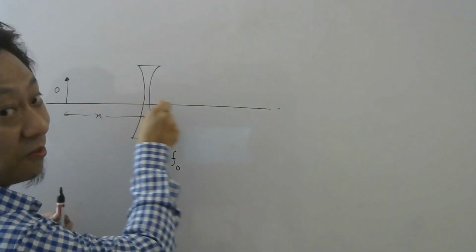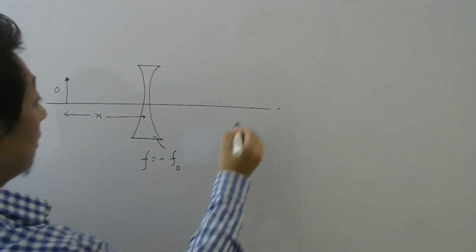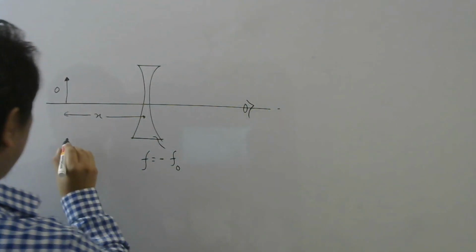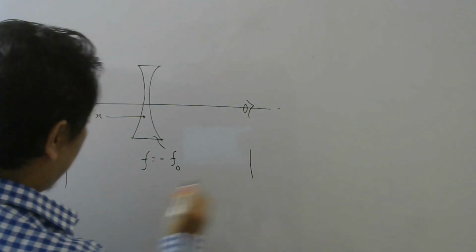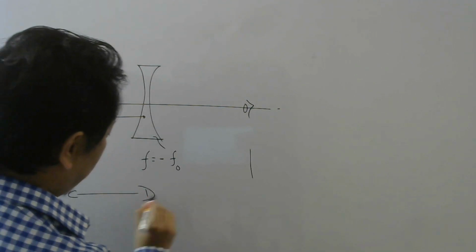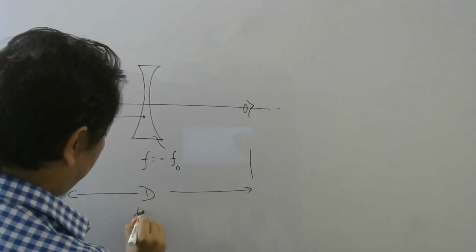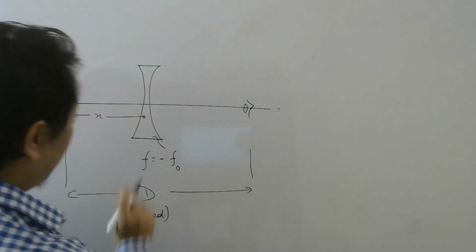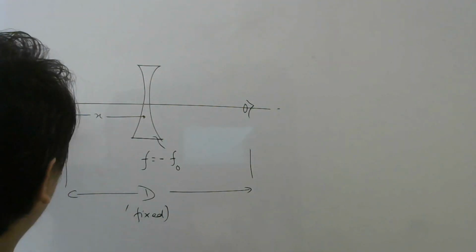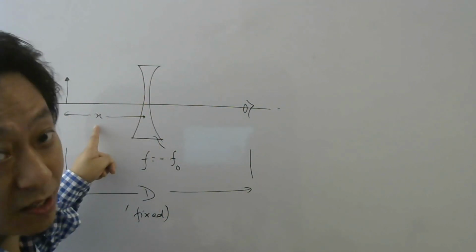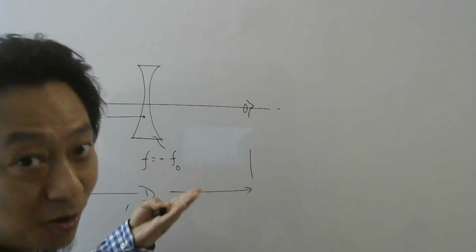The lens was moved away. Now here is your eye and they told us the distance between the object and the eye is fixed. So let's say this distance is d and this is fixed. Only the lens was moved. Now when you move the lens, the object distance will change, so the image distance will also change.